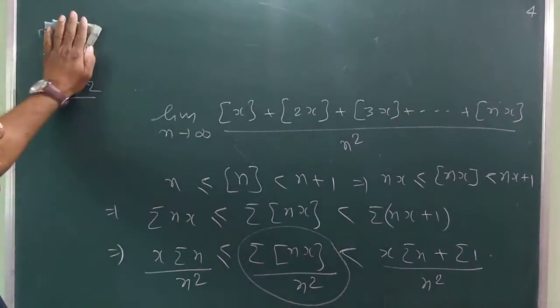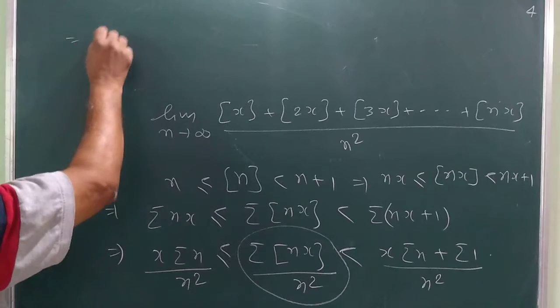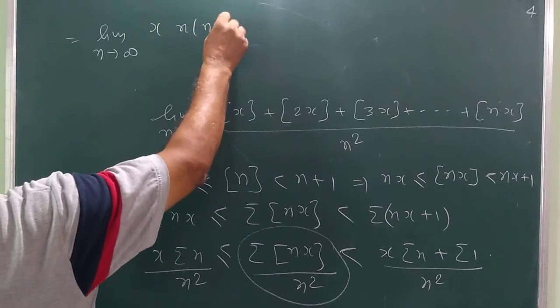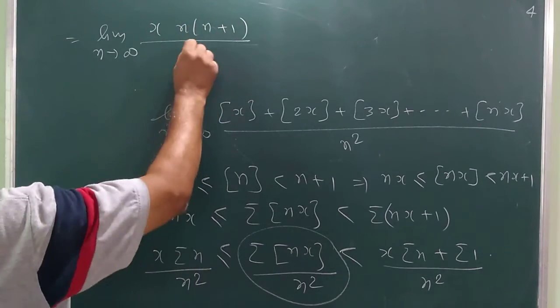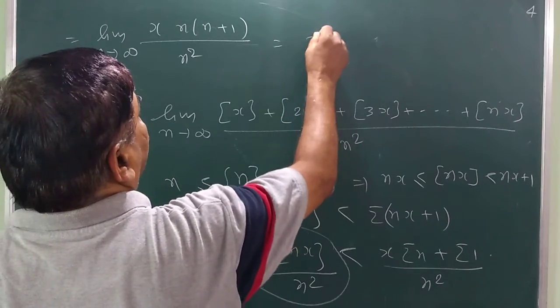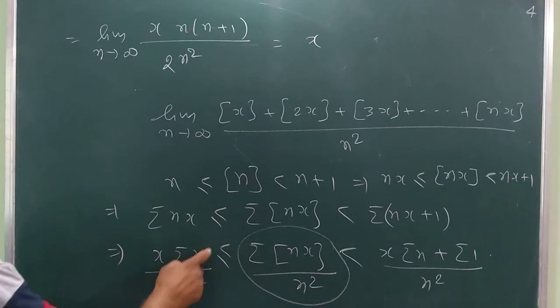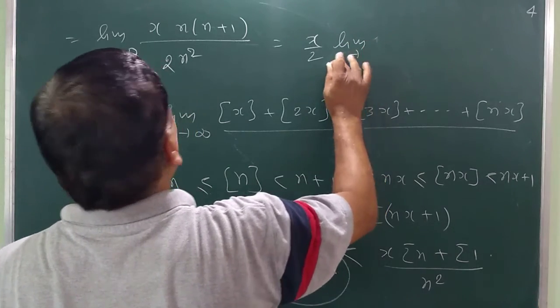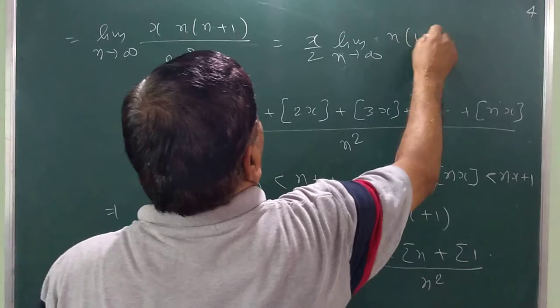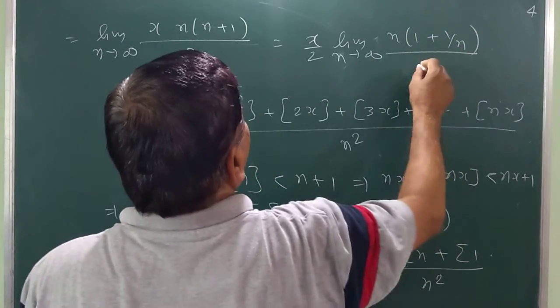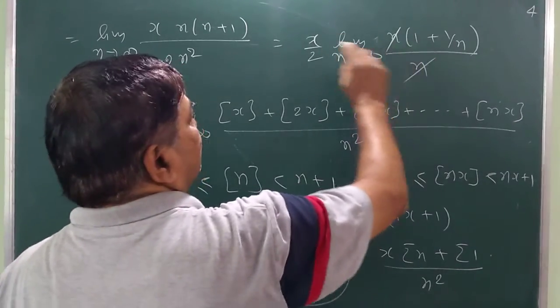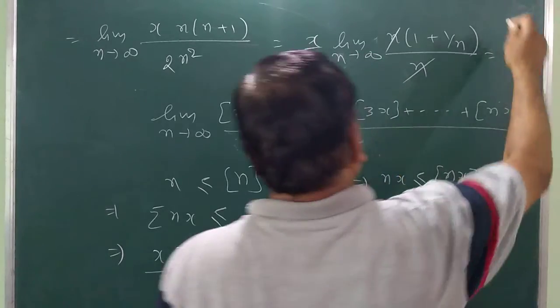So what we do, first we find the limit of the function, this one, x times n plus 1 divided by n square. So this is x, 2 will be there because the summation of n is n into n plus 1 divided by 2. So this is x by 2, limit n tends to infinity, 1 plus 1 by n divided by n. So this will be cancelled. So the limit of this one is 1. So the limit is x by 2.